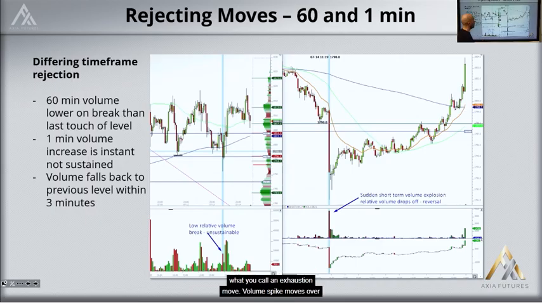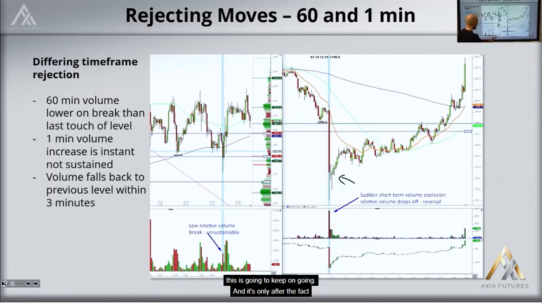It's what you call an exhaustion move. Volume spike, move is over very, very quickly. If you did see volume staying up in this period and volume being able to reach similar levels as we start to bounce, then you can have greater conviction that this is going to keep on going.